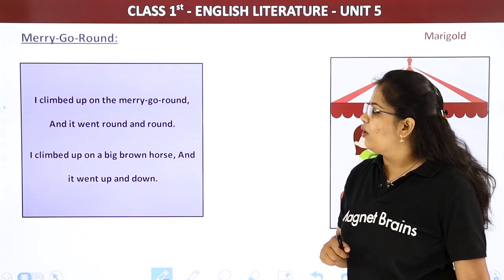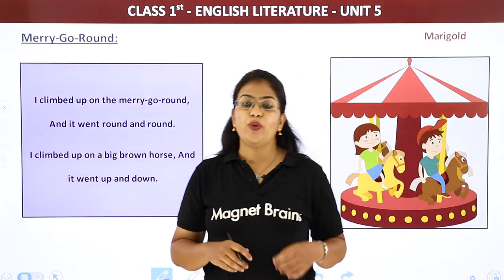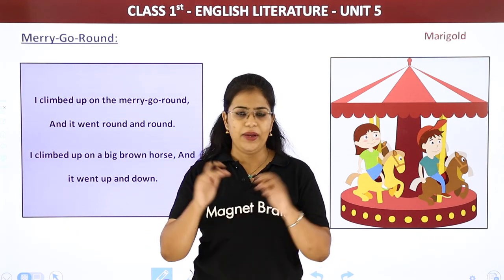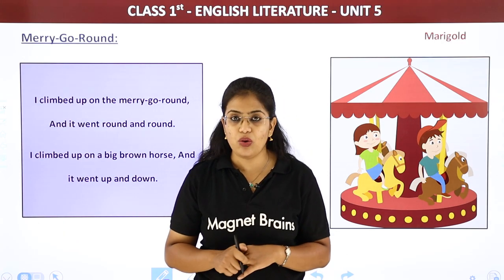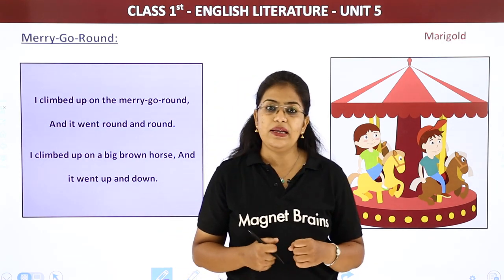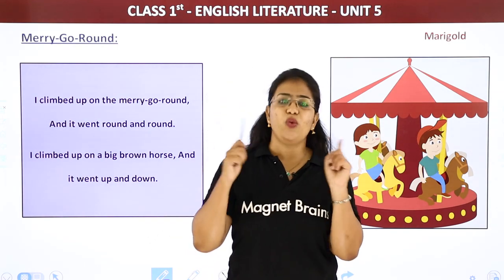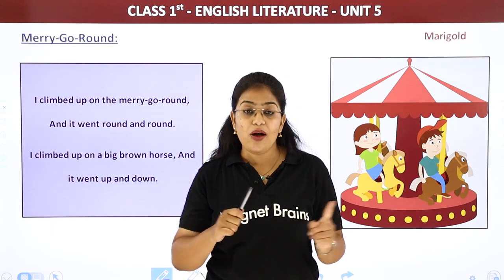A lot of round, hai na? Itna sara round round ho gaya. So, the poet says, she went to a fair, ek mele mein gai wo, and there she had a merry-go-round. Usne ek merry-go-round dekha. She sat on it, and how did the merry-go-round go? It went round and round and round. Chakkar aa jayega.